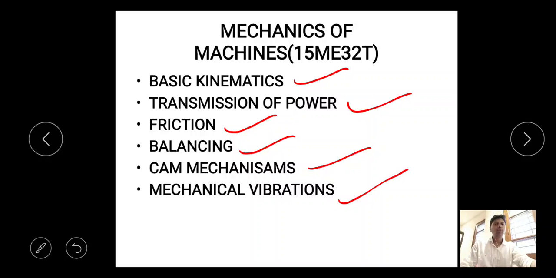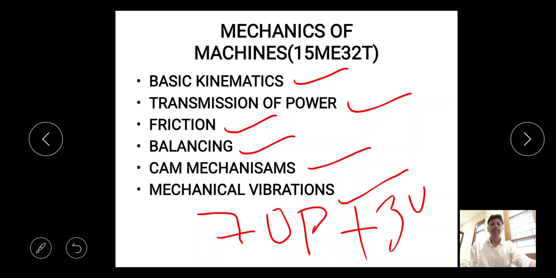If you take the overall subject, it is around 70 marks problem, sorry, and 30 marks theory. 70 marks problem and 30 marks theoretical part. So now we'll be starting with the last chapter, mechanical vibration. We will be studying what vibration is, and it is a purely theoretical part, which consists of 10 marks theory.